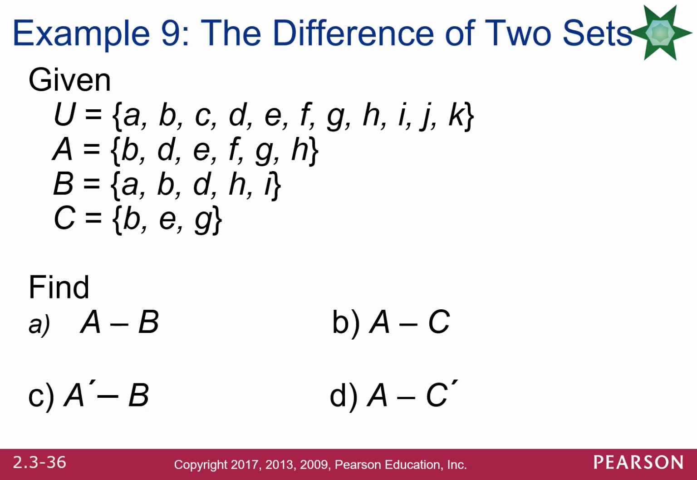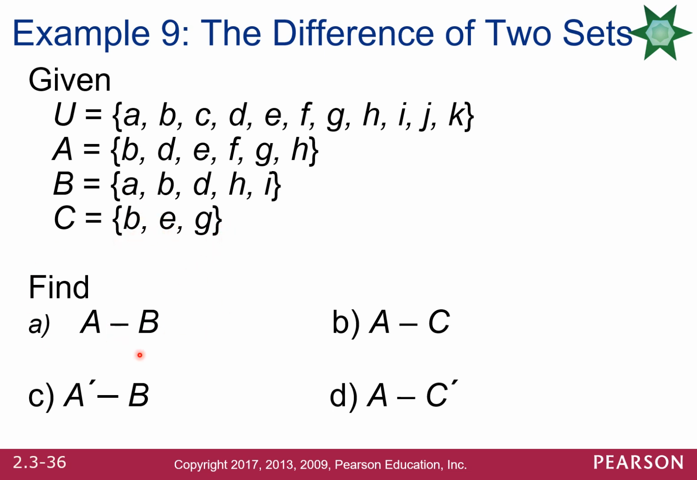Let's work through an example on the difference of two sets. So we have been given four sets here. One is the universal set, which contains elements from A through K, the letters A through K. And then set A, which is a subset of the universal set, contains the elements B, D, E, F, G, and H. Set B, which is also a subset of U, contains the letters A, B, D, H, and I. And then we have C, which contains the elements B, E, and G.